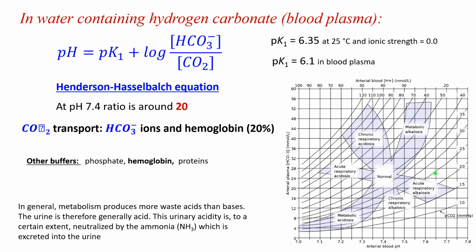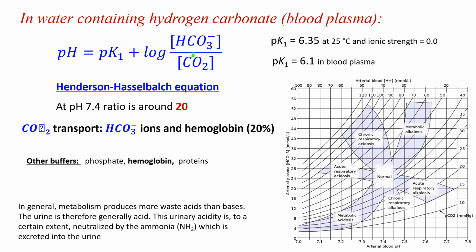Now, a very important case is water containing hydrogen carbonate. And the most important example is plasma of our blood. So what happens in our blood? We have hydrogen carbonate and we have CO2 that is coming from our metabolism, and we want to remove it when we breathe. So the equation for pH is our well-known Henderson-Hasselbalch equation. pH is pK plus log of ratio hydrogen carbonate to CO2.